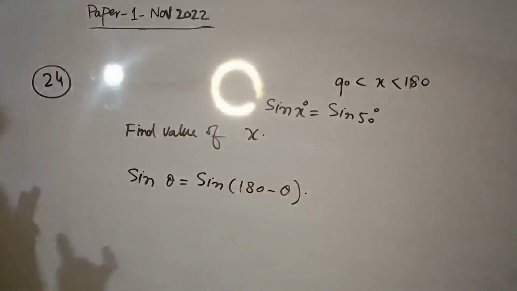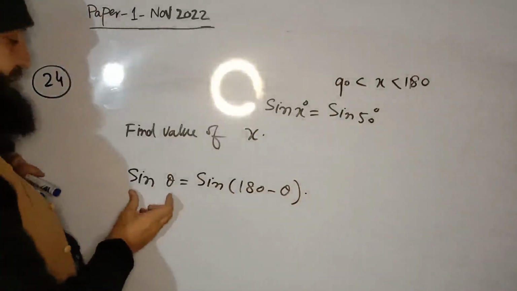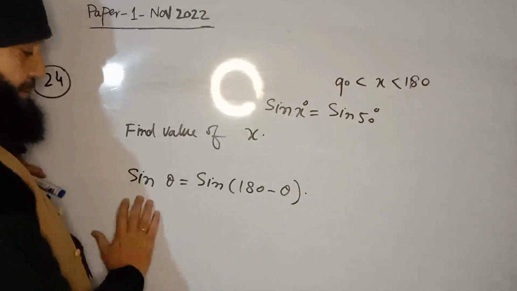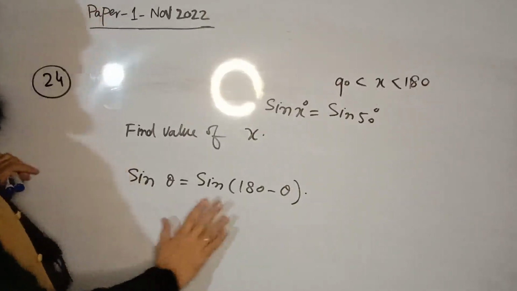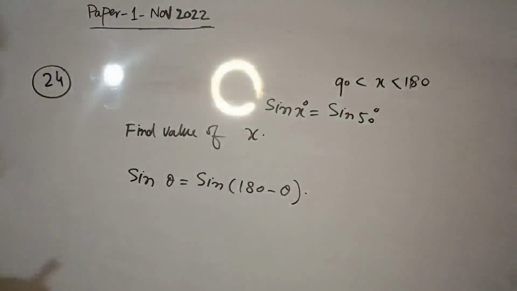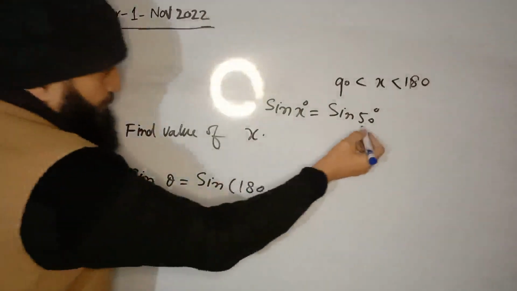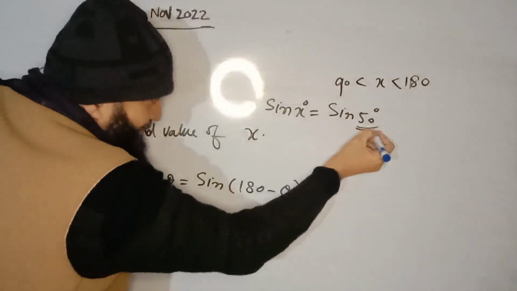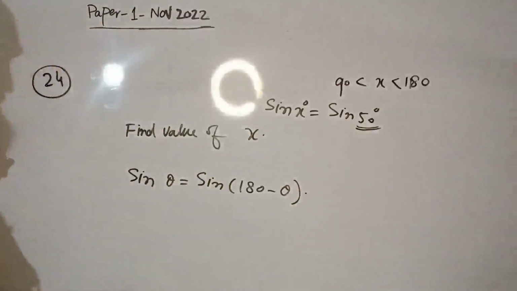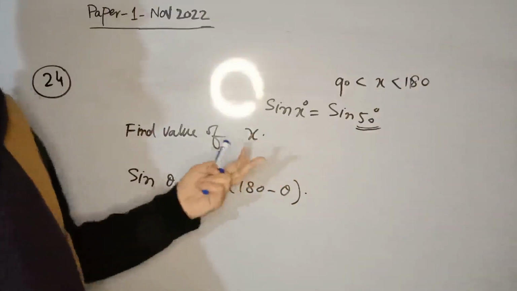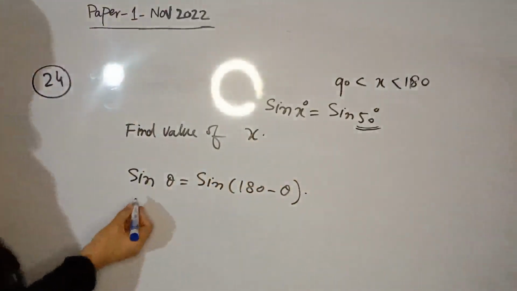If some angle is less than 90 and some angle is greater than 90, then their sines can be equal if they sum up to 180. So what will we add to 50 to get 180? It's 130, because 130 plus 50 is 180. Therefore x should be equal to 130. That's it.